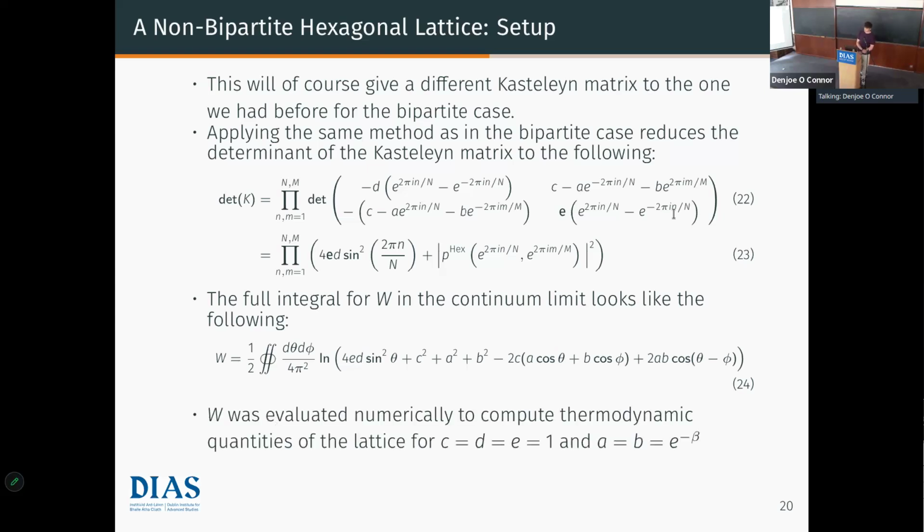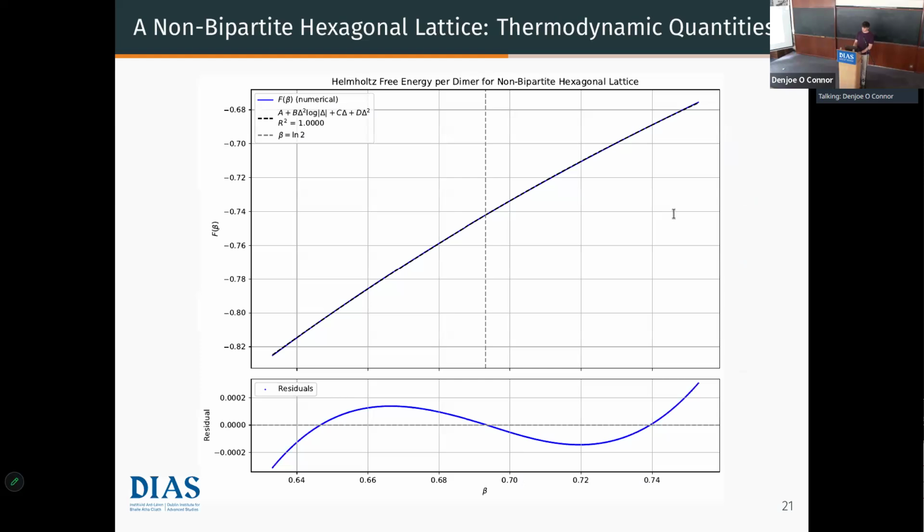So what I did was I plotted it numerically to compute. Again, I just chose some parameters for C, D, and E being equal to 1, and then A and B equal to e to the minus beta. And again, I'm expecting that there should be a phase transition at beta equal to natural log of 2. So we'll see what happens.